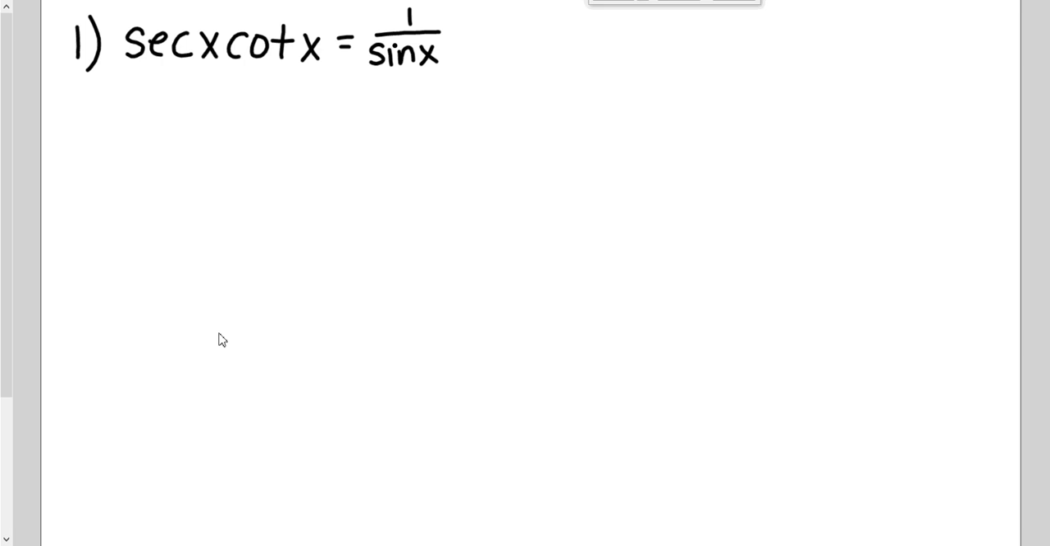So keep in mind, we always really want to see sine and cosine. We really don't want to see secant, tangent, cosecant, or cotangent. So I'm going to try to change things, substitute, so that I only see sine and cosine.